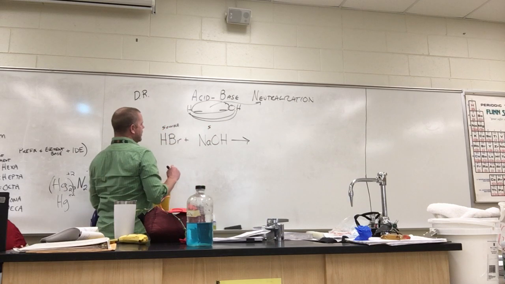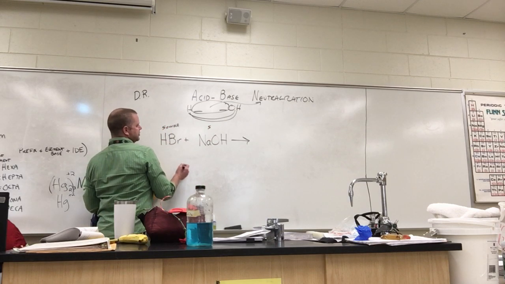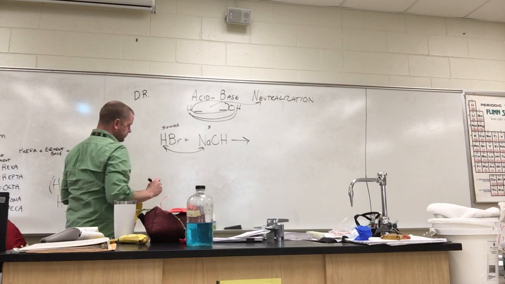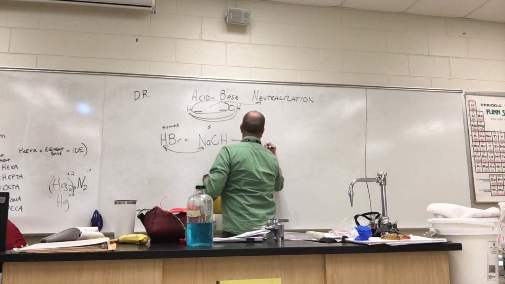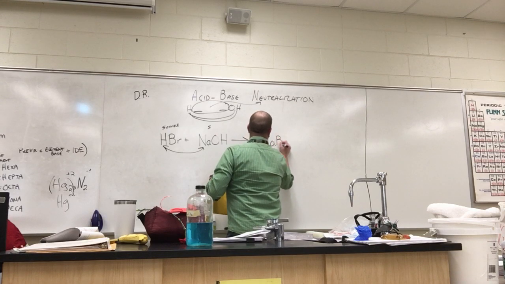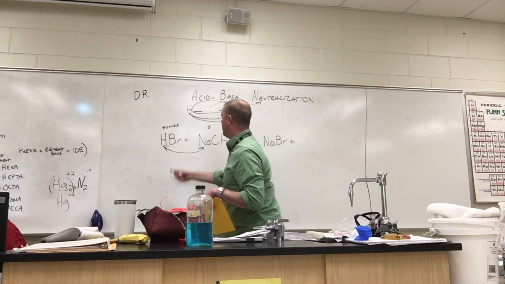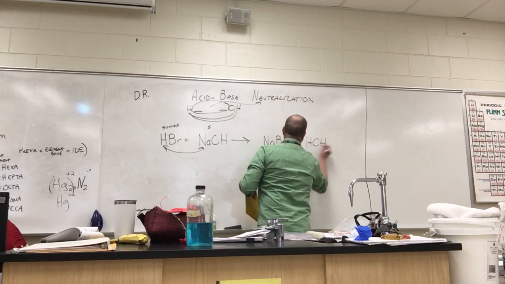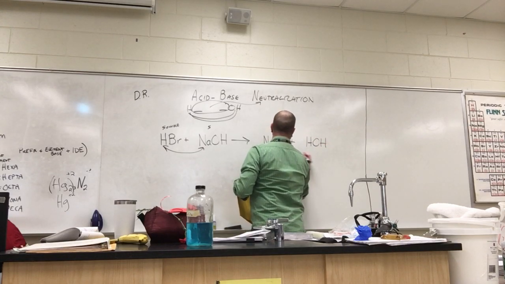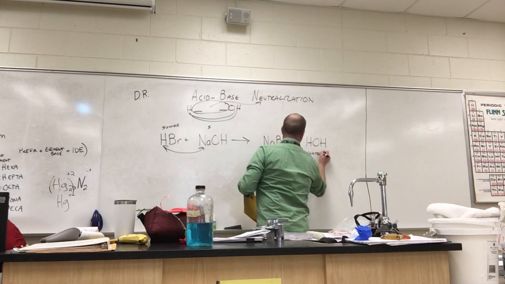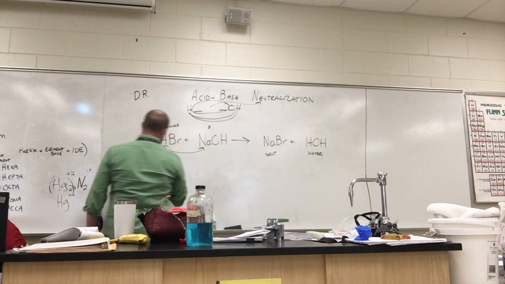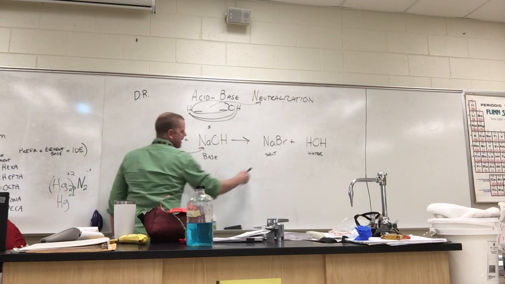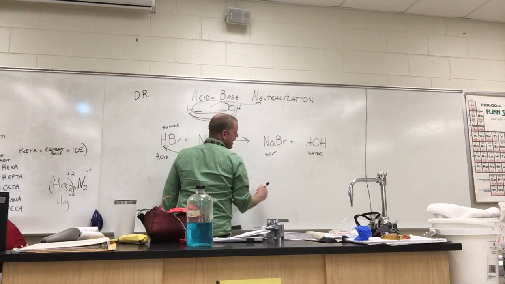It's soluble. So therefore, what's going to happen is we're going to have a switching of partners, where hydrogen and Na are going to switch. So what ends up happening here is Na and Br end up together, and what's left over is H and OH, water. And so what we end up making is what we call a salt and water. And this is what a neutralization reaction does.